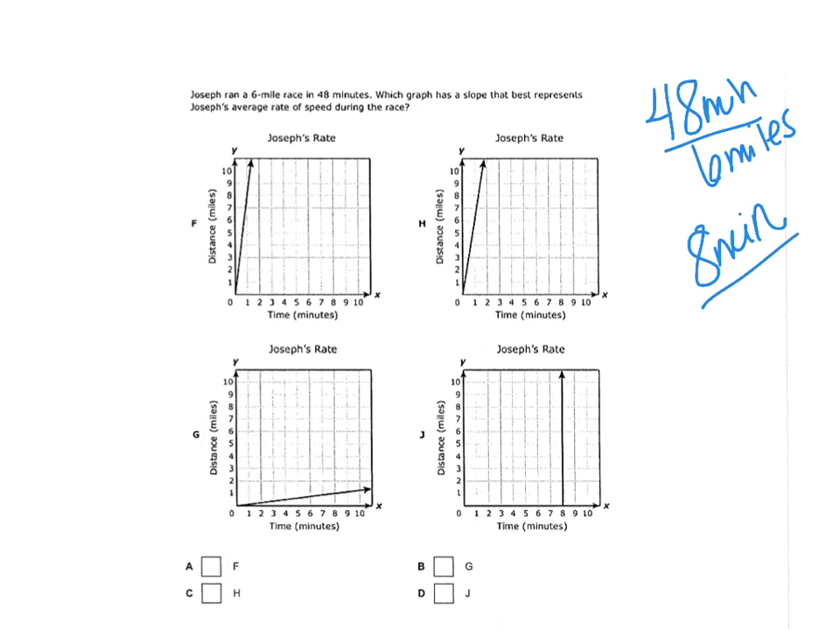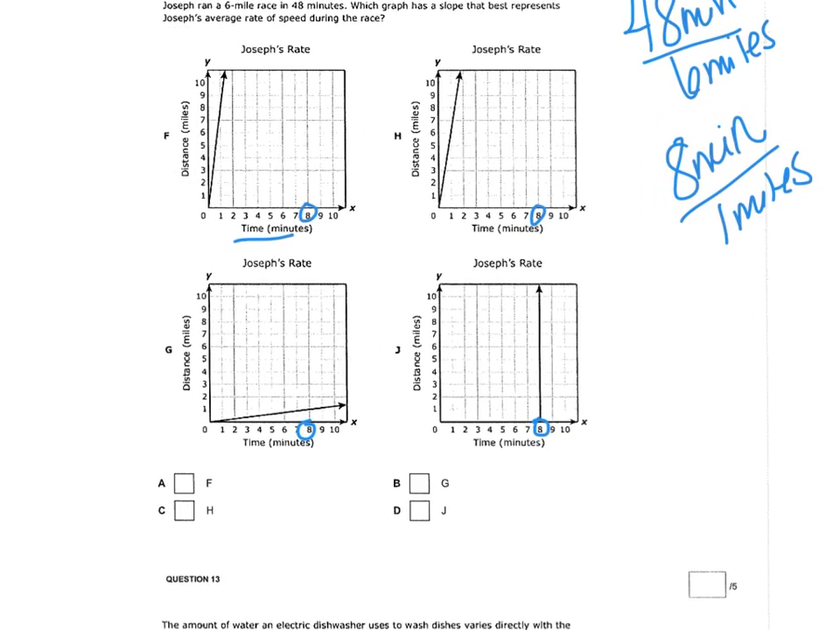Joseph ran a 6-mile race in 48 minutes. Which graph has a slope that best represents the average speed? Okay, so 6 miles in 48 minutes. So how many minutes per 1 mile? We're going to divide that. So 48 divided by 6 is 8. So he's running an 8-minute mile. Your minutes are here, so we want to find 8. Where does your line cross? At 1. Again, I see a straight line. Goodbye.